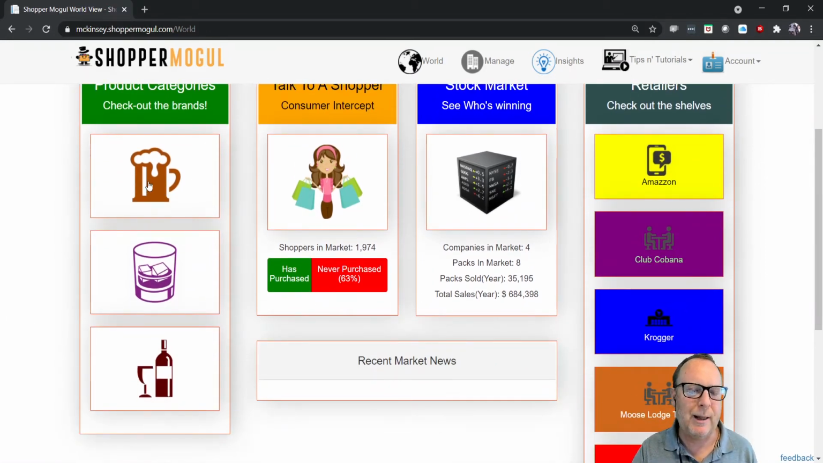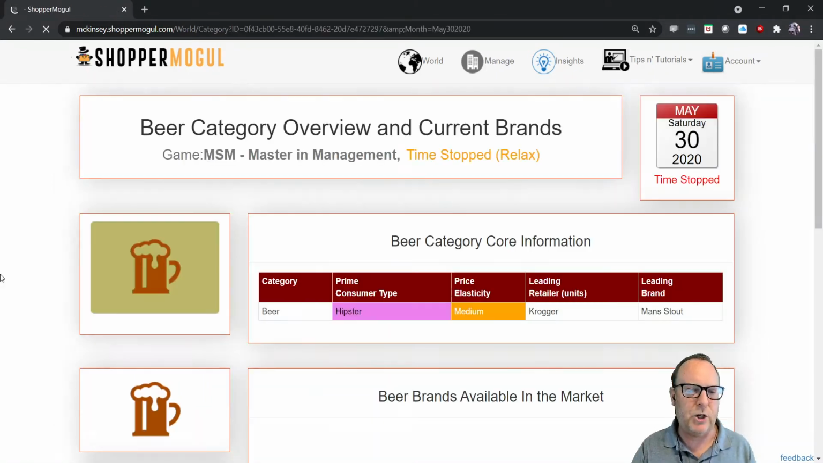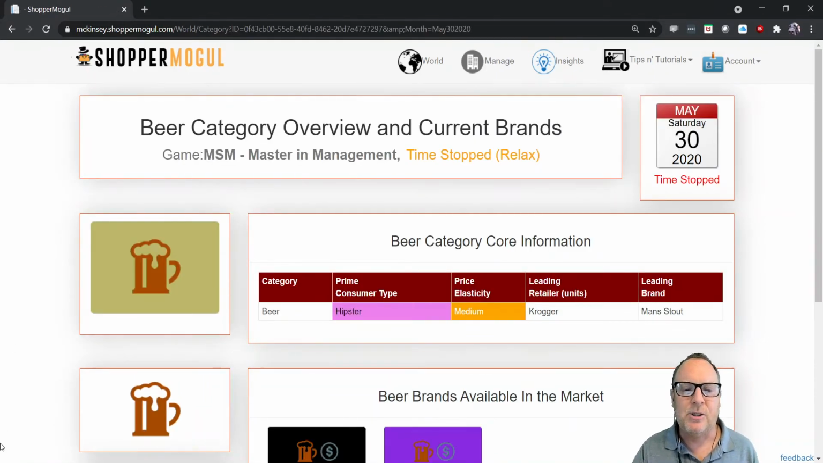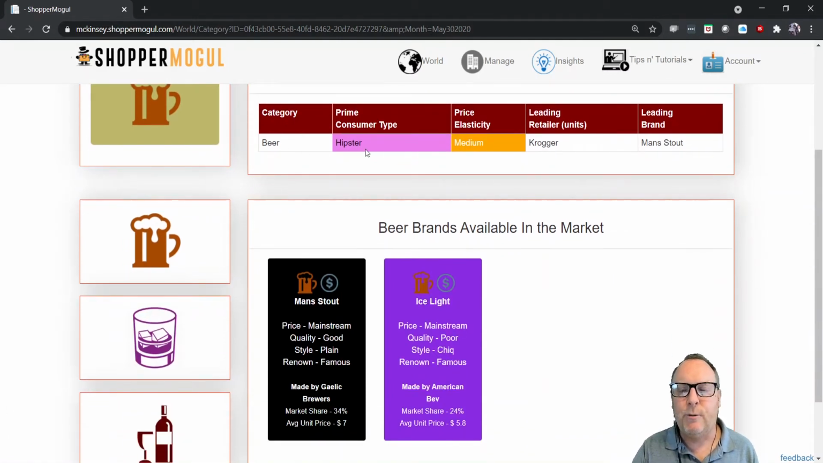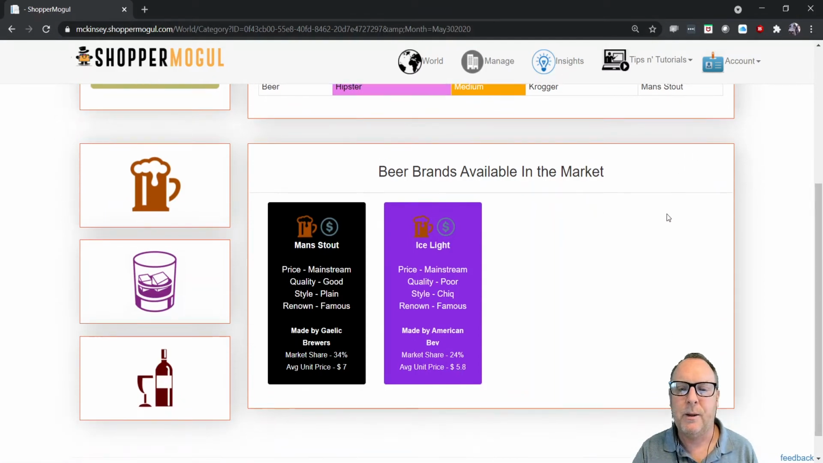Each of them, if you click on them, you'll get a little bit of basic information about the category. So what does this include? We can see at the top, for each category, there's some information on the core consumer type that drinks it, how elastic the category is, and at least at the moment, who's the leading retailer and brand in the market. Down below that, we can see what brands are currently available.